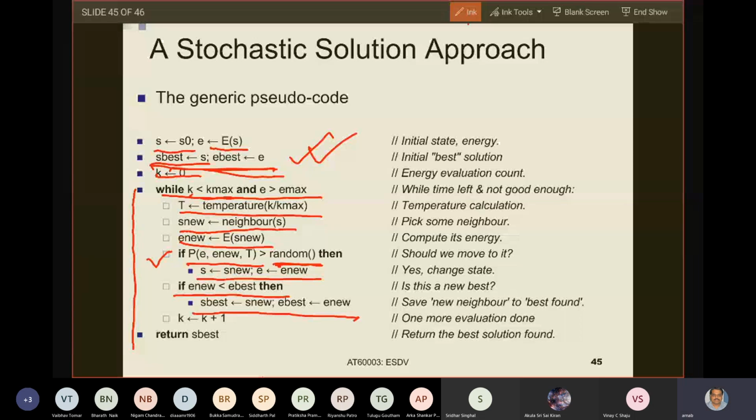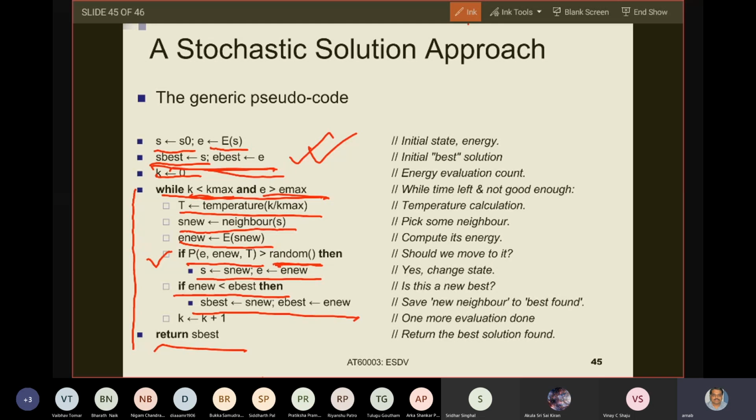Right? You update S best and E best. So now you get a better S best and E best. And finally, what do you return at the end of the algorithm, after this loop ends? Due to this condition, whether K becoming equal to K max, or E becoming less than or equal to E max, due to either of these two reasons, you will exit out of the loop. When you exit the loop, your algorithm stops. When your algorithm stops, whatever is your current value of S best and E best is your solution.